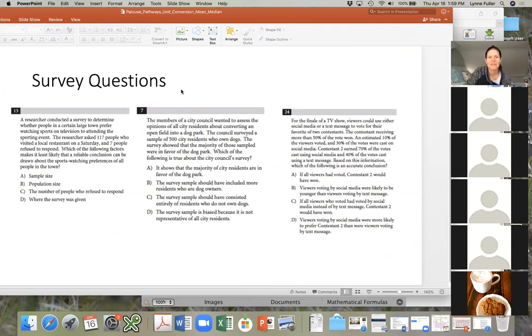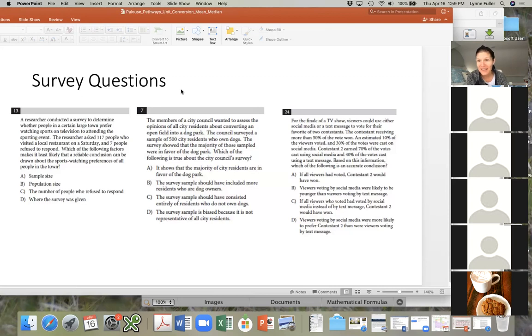Number 7, the members of a city council wanted to assess the opinions of all city residents about converting an open field into a dog park. Sounds great. We have a ginormous dog. The council surveyed a sample of 500 city residents who own dogs. The survey showed that the majority of those sampled were in favor of a dog park. Of course they were. They own dogs. Which of the following is true about the city council survey?